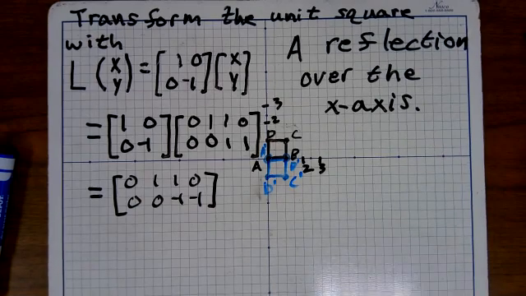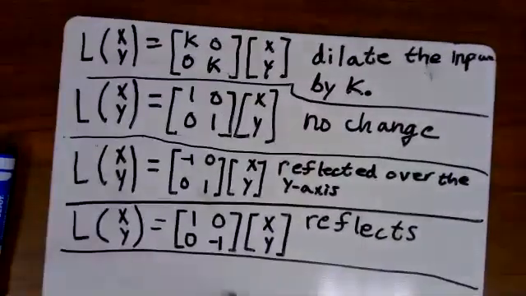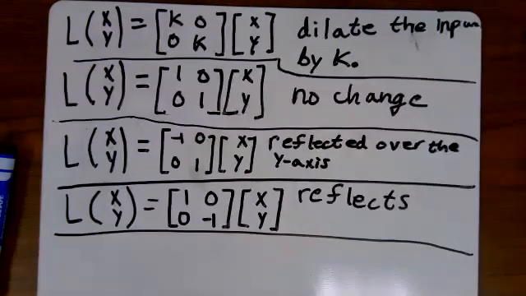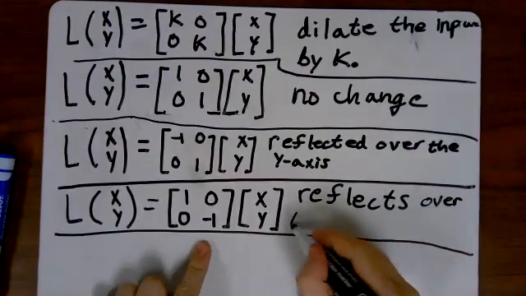Okay, so once again, we'll add that to our big dumb table. Will anyone yell at me if I take this away? Doesn't look like it. All right, so we'll go ahead and add that to our big dumb table. So L of xy equals 1, 0, 0, negative 1 reflects over the x-axis.